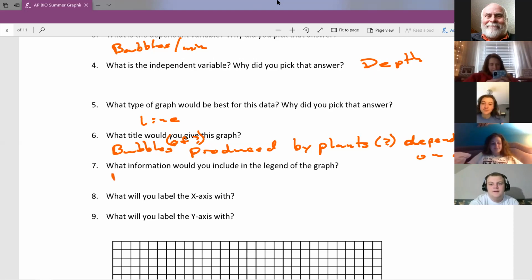Okay, we've got plant A and plant B. And our legend can be A circles and B squares.